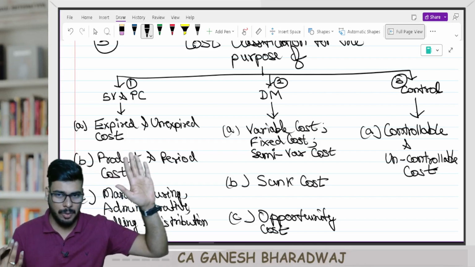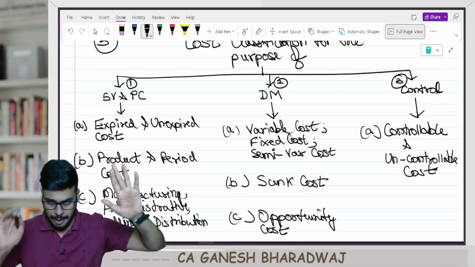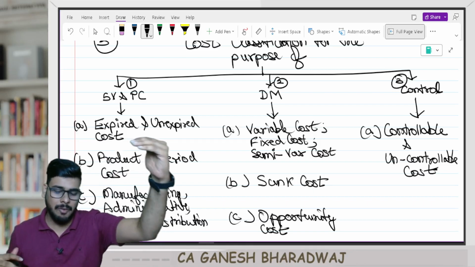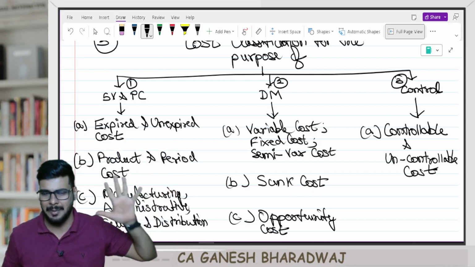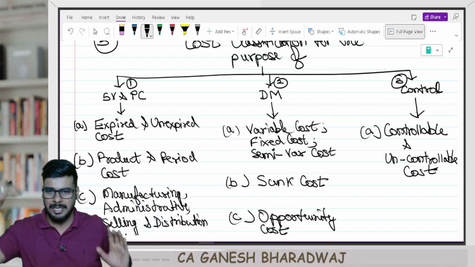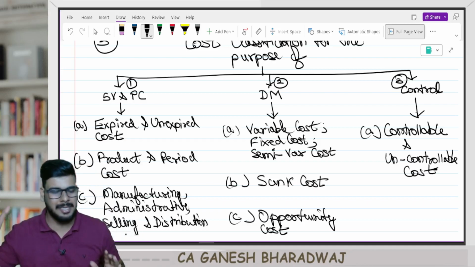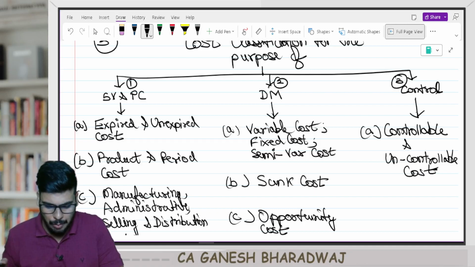First side, come on, tell. Learn like a child. Come on, tell. Stock valuation, profit computation, then decision making, and then control. Stock valuation, profit computation, I have given expired cost, unexpired cost, product cost, period cost, then manufacturing, admin, selling, and finally unit and job cost. And here your decision making component, variable, fixed, and all I've given, sunk cost, opportunity cost, and finally control, that is controllable and uncontrollable cost.